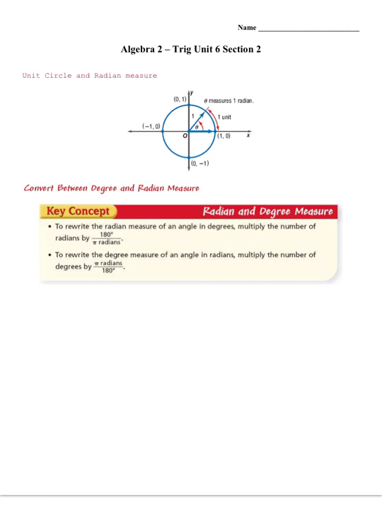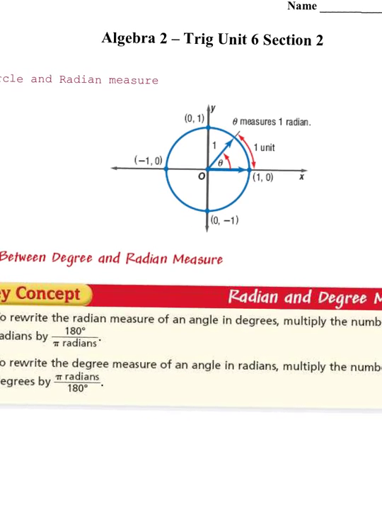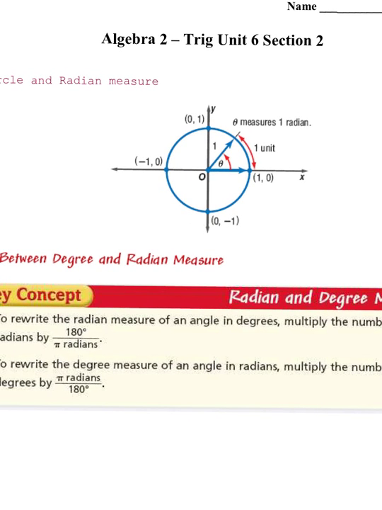In section 2 here of our trig unit, we are going to look at the unit circle, radian measure, converting from degrees to radians, radians to degrees, and things like that. You've not really dealt with radians so far. You've done quite a bit of stuff with degrees, so radians will be kind of new. So let's look at some things here. Just some notes here at the beginning.